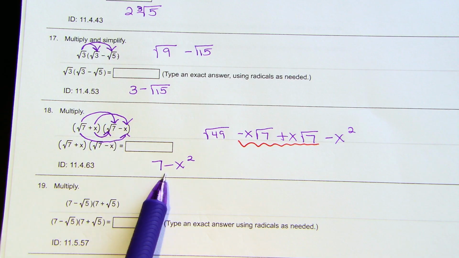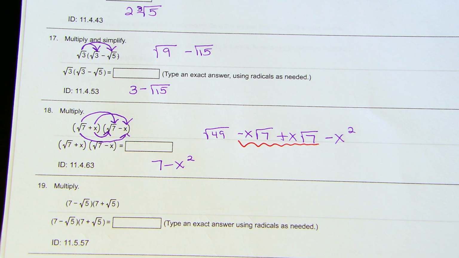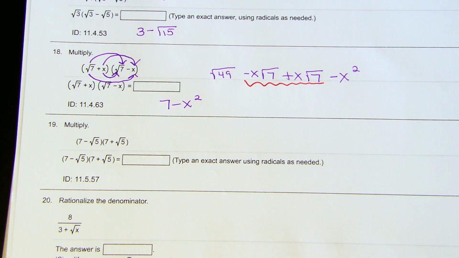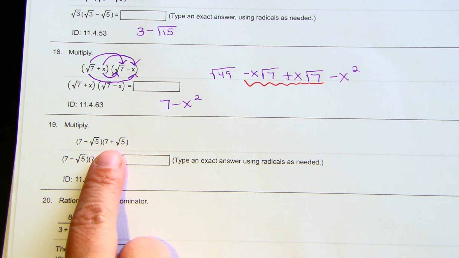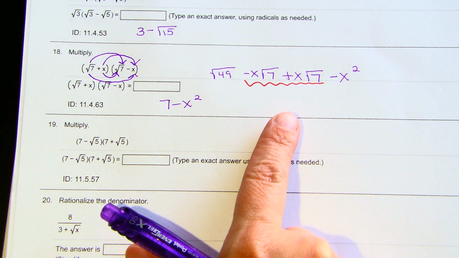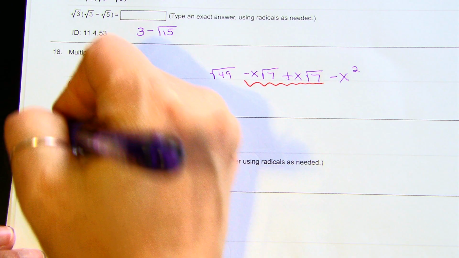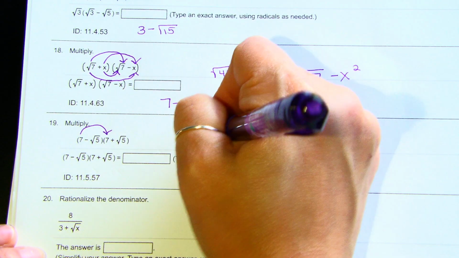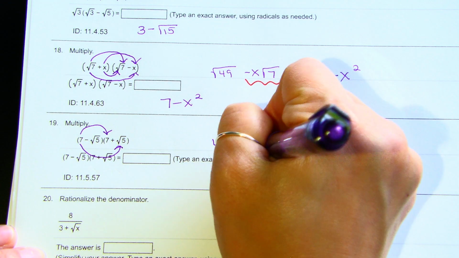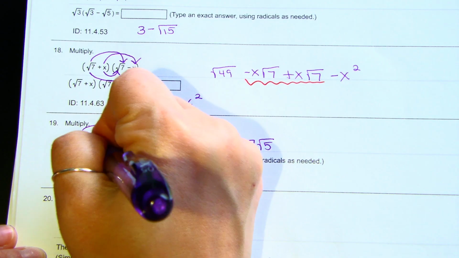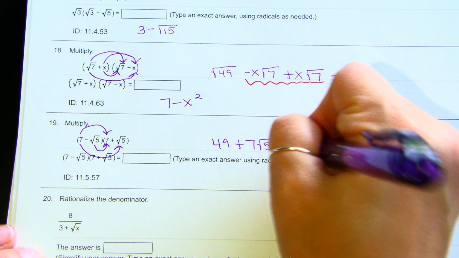Same exact thing's happening here on 19. It says multiply. We have 7 minus radical 5. We have 7 plus radical 5. If you have the same numbers but your signs are different, it's a difference of squares. So our middle two terms had better cancel out just like last time. So my first would be 7 times 7, which is 49. My outer would be 7 times radical 5, which is 7 radical 5. My inner would be a negative radical 5 times 7, giving me a negative 7 radical 5. And my last is a negative radical 5 times positive radical 5, giving me a negative radical 25.